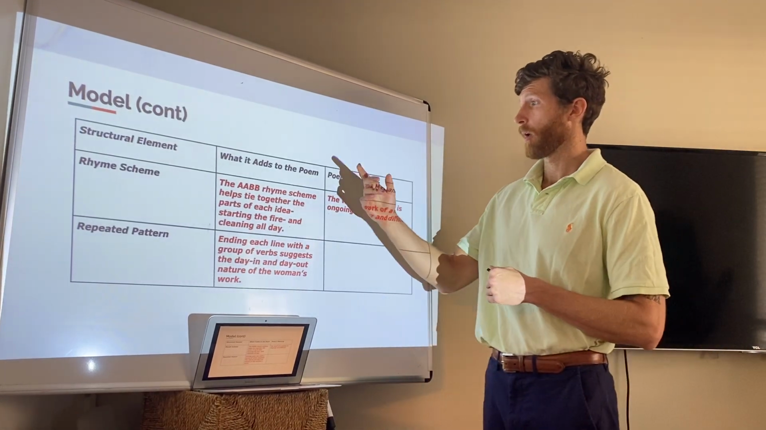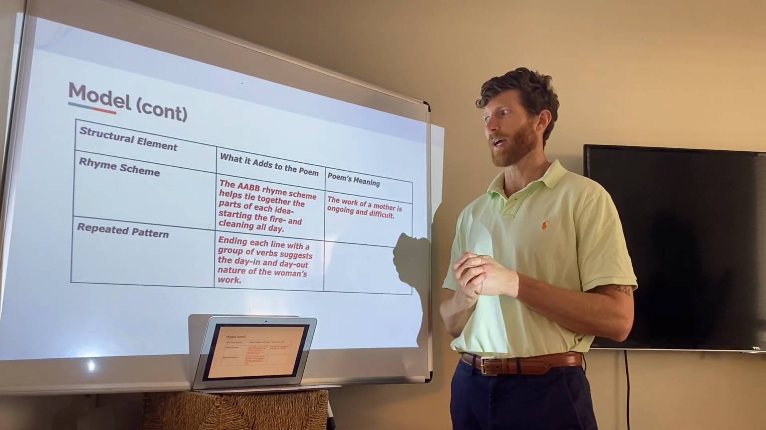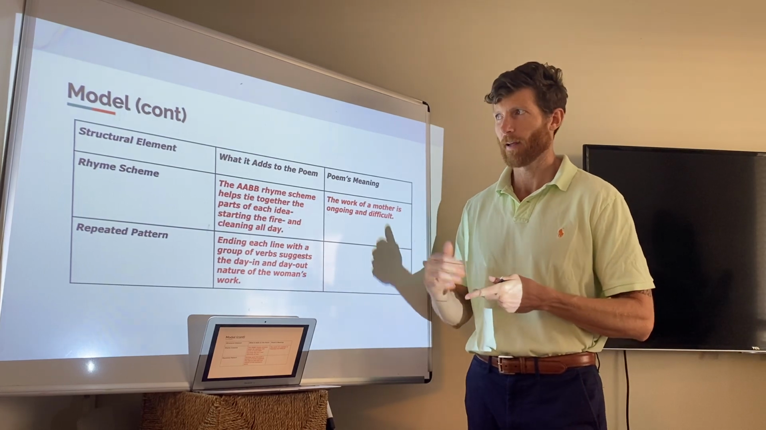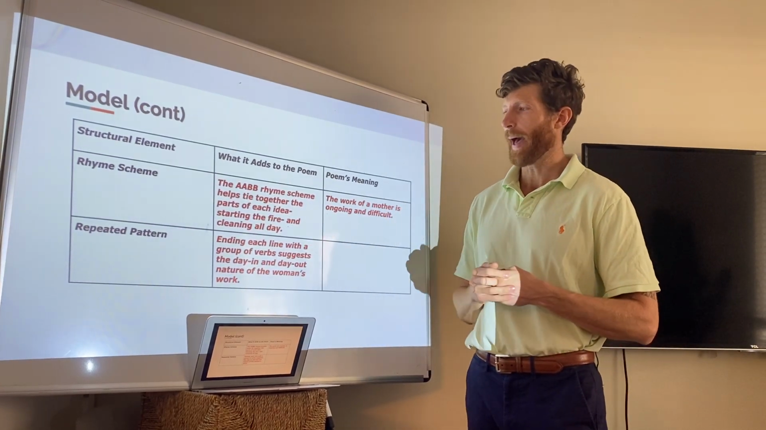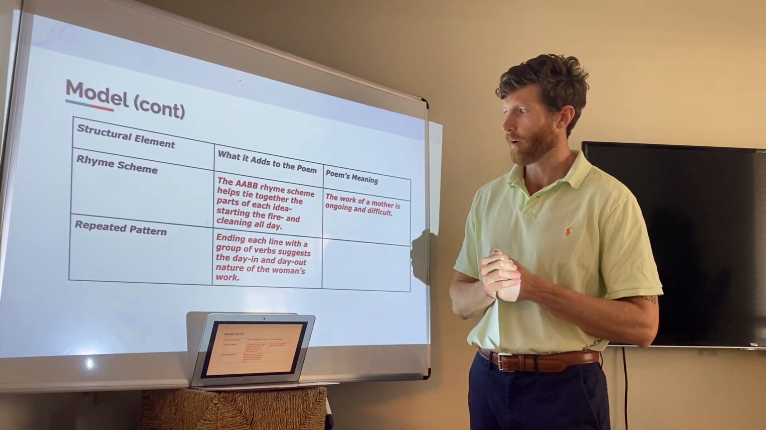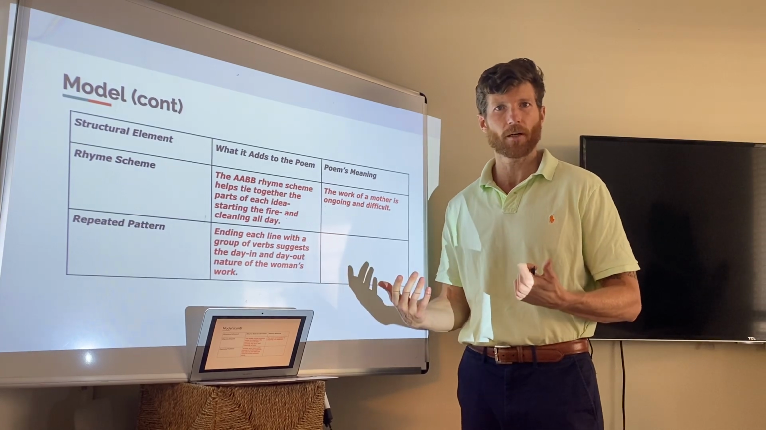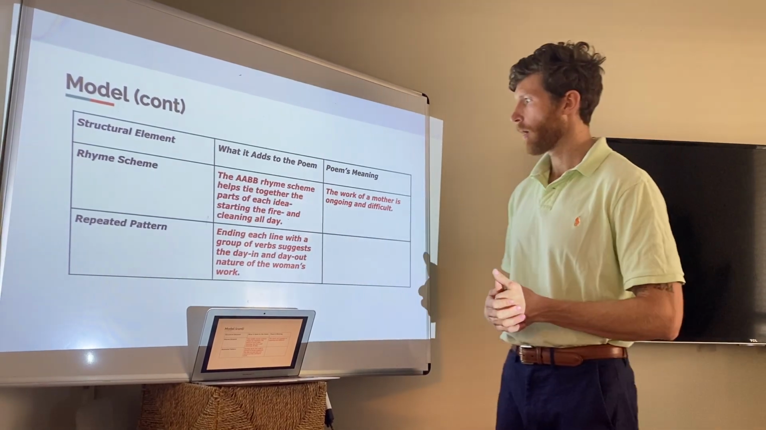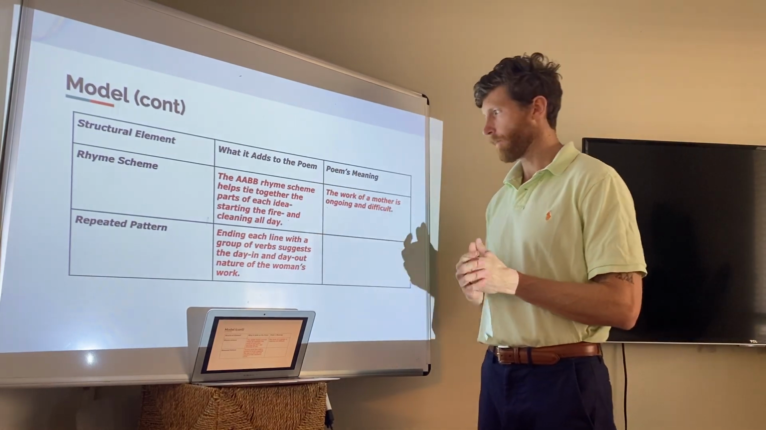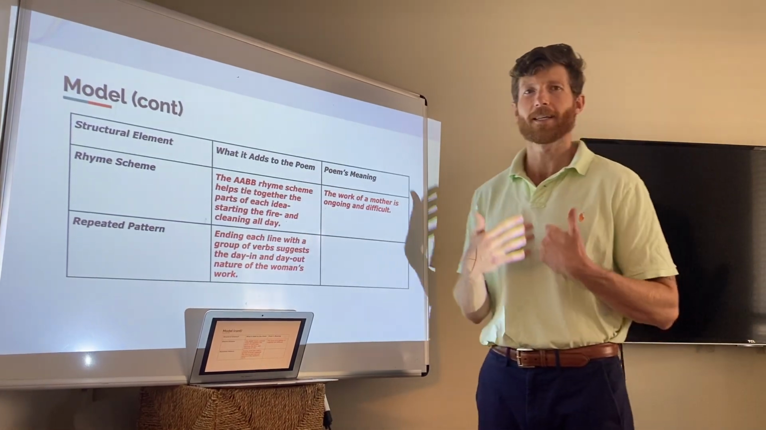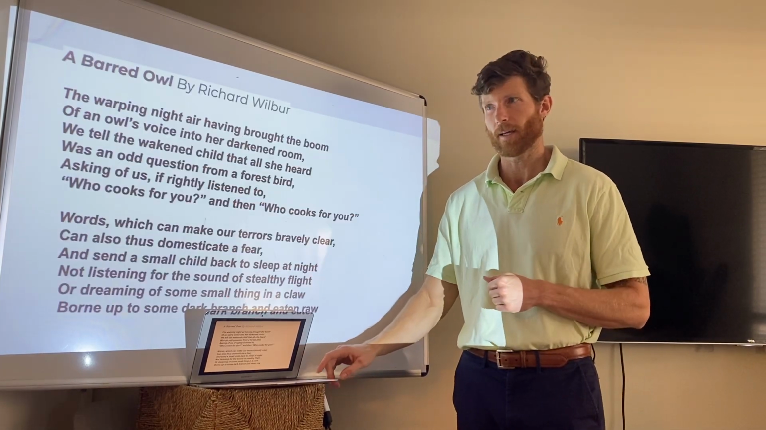The AABB rhyme scheme helps tie together the parts of each idea, starting the fire and cleaning all day. The repeated pattern, ending each line with a group of verbs, suggests the day in, day out nature of the woman's work. How does all of this contribute to the poem's meaning? The work of a mother is ongoing and difficult. Let's look at another example.